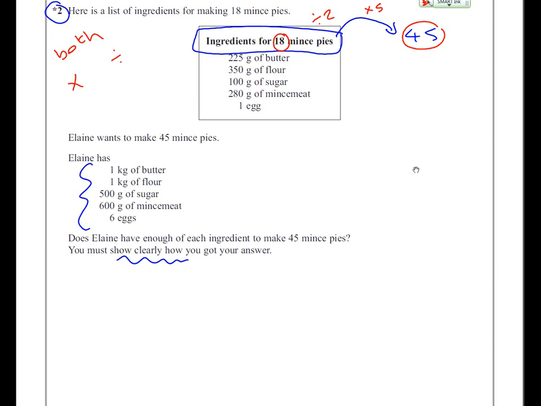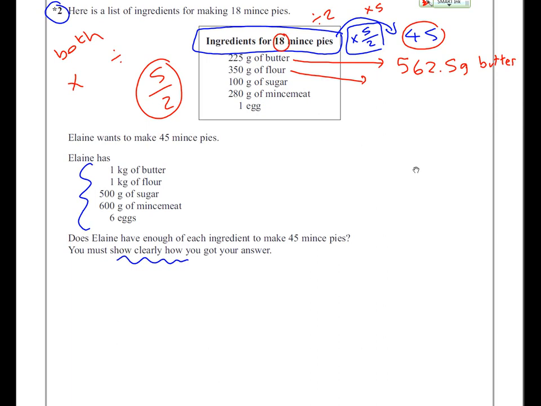45 divided by 18, and you get 5 over 2, which is the same thing. So for each of your ingredients, if you times by 5, divide by 2, which is the same as on your calculator, times 5 over 2, you're going to get how much you need of each ingredient. So the first one, 225, times by 5 over 2, you can use your fraction button, and you get, in decimal form, 562.5 is how much butter we need. We'll come to check in a minute.